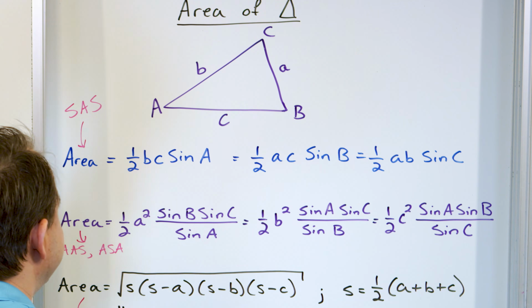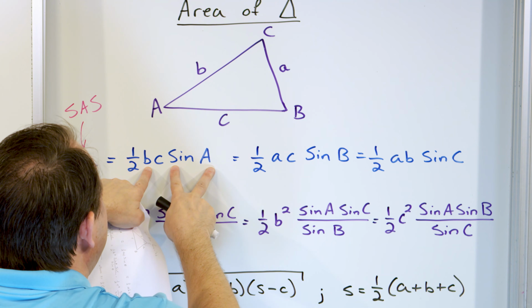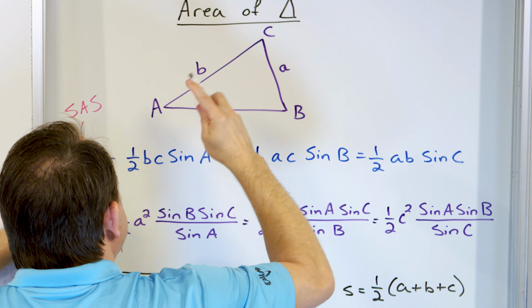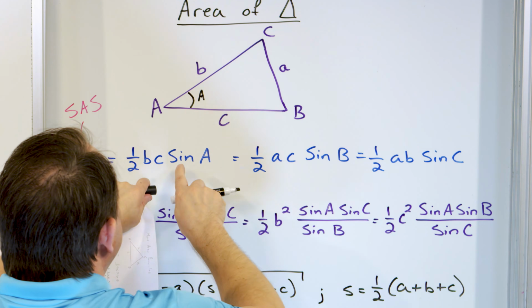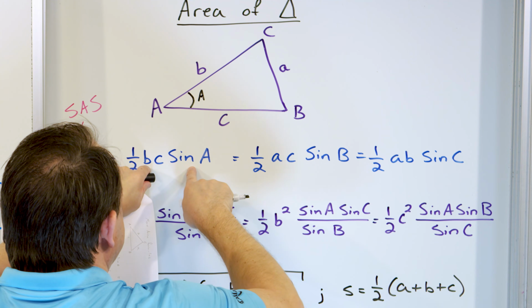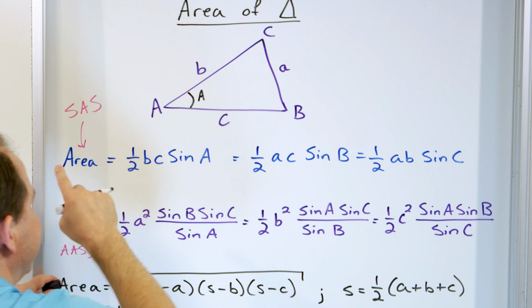The way you read this is you say, okay, this is 1/2 base times height. It's just that b times the sine of the angle, you call this angle A right here, b times the sine of this angle gives you the height. And the height times 1/2 times the base, which is c right here, that's the area of the triangle.